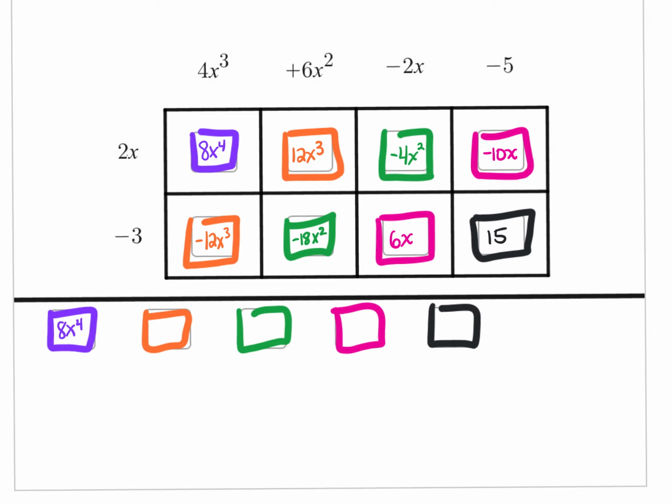That's the only x to the fourth term. And then I'm going to add these two together to get 0x cubed. And then I'll add these two together to get negative 22x squared. And then I'll add these two together to get negative 4x. And then I have my constant term of 15.